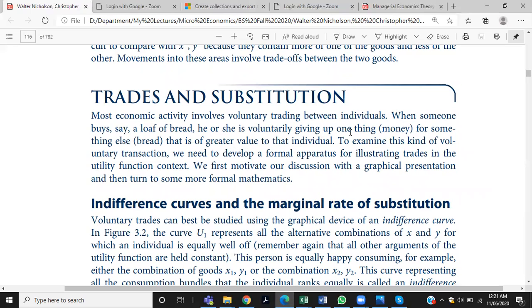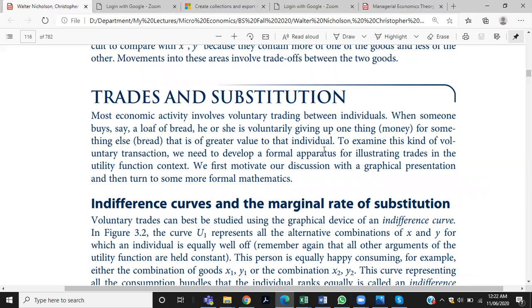Why is this person giving up money and buying bread? Because in this situation, bread is now more valuable for him or her against the amount of money he is going to spend to buy bread. So this exchange is known as trade, and this trade is voluntary, and this is basically a substitution.